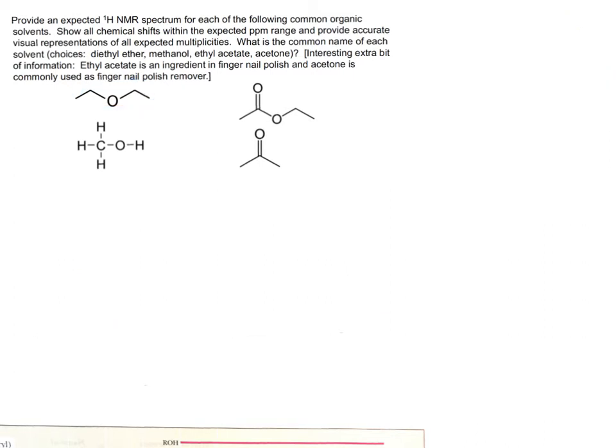So let's take a look at the upper right-hand corner structure. This is ethyl acetate. It's a common component in nail polish. It's commonly used as an organic solvent for extracting organic compounds. And thinking first about how many signals we would expect to see in the proton NMR spectrum for this molecule, we need to pick out how many non-equivalent protons we have here.